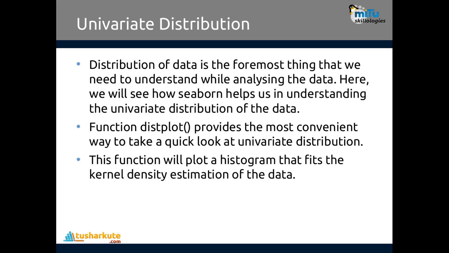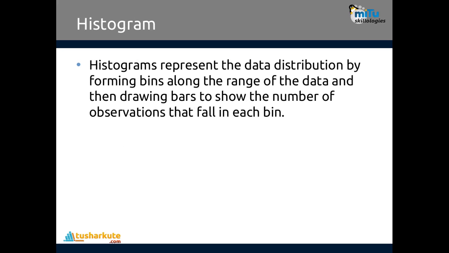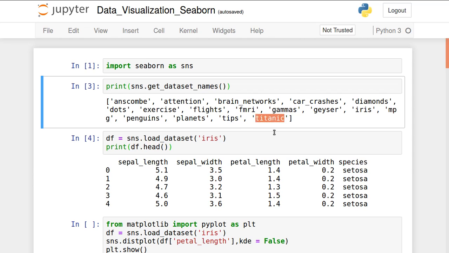Okay, so histogram, we already came across. Histogram is a frequency plot by which we can find the distribution of the data. So let's go and check the histogram first. A histogram represents the data distribution by forming bins along the range of the data and then drawing bars to show the number of observations that fall in each bin. So let's see how histogram is identified.